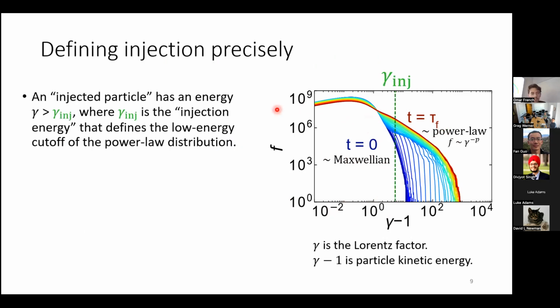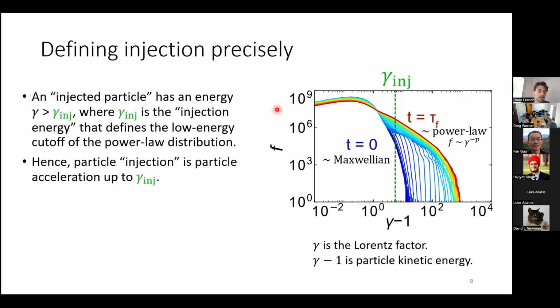So our methodology is to define the injection energy precisely, and that involves creating some kind of fitting procedure to determine this quantity gamma injection. This gamma injection value defines the low energy cutoff of the power law distribution. And what we find is that by this definition, particle injection simply means acceleration up until gamma injection.